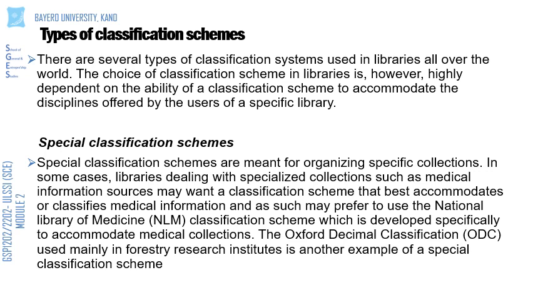The Oxford Decimal Classification ODC, used mainly in forestry research institutions, is another example of a special classification scheme used to classify special collections in the library.